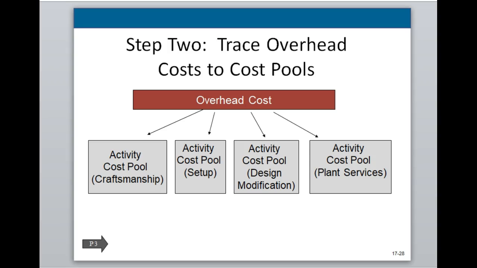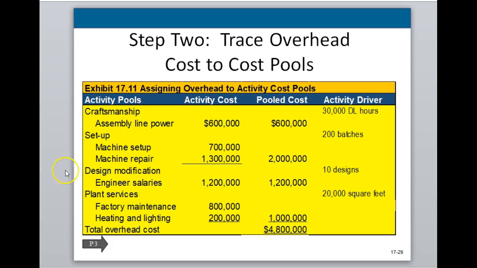And now we're going to set them up in pools, okay? Cost pools. So you've got one called craftsmanship, you have one called setup, you have one for design modification, and you have one for plant services. And then we're going to assign each one of those previous activities to one of these pools. And this kind of shows you who gets what.